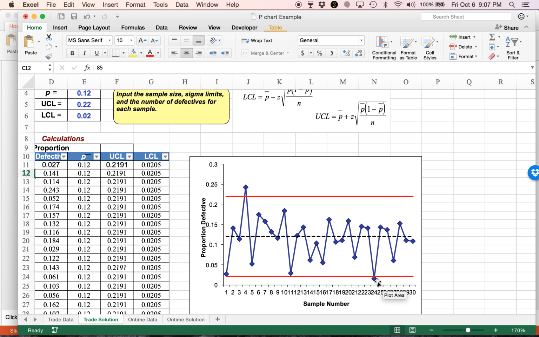Looking along here further, you see that there's one that's below. Some of them are pretty close, which is a little nerve-wracking. We should maybe want to look at that. But here we have a point that's below the lower control limit.